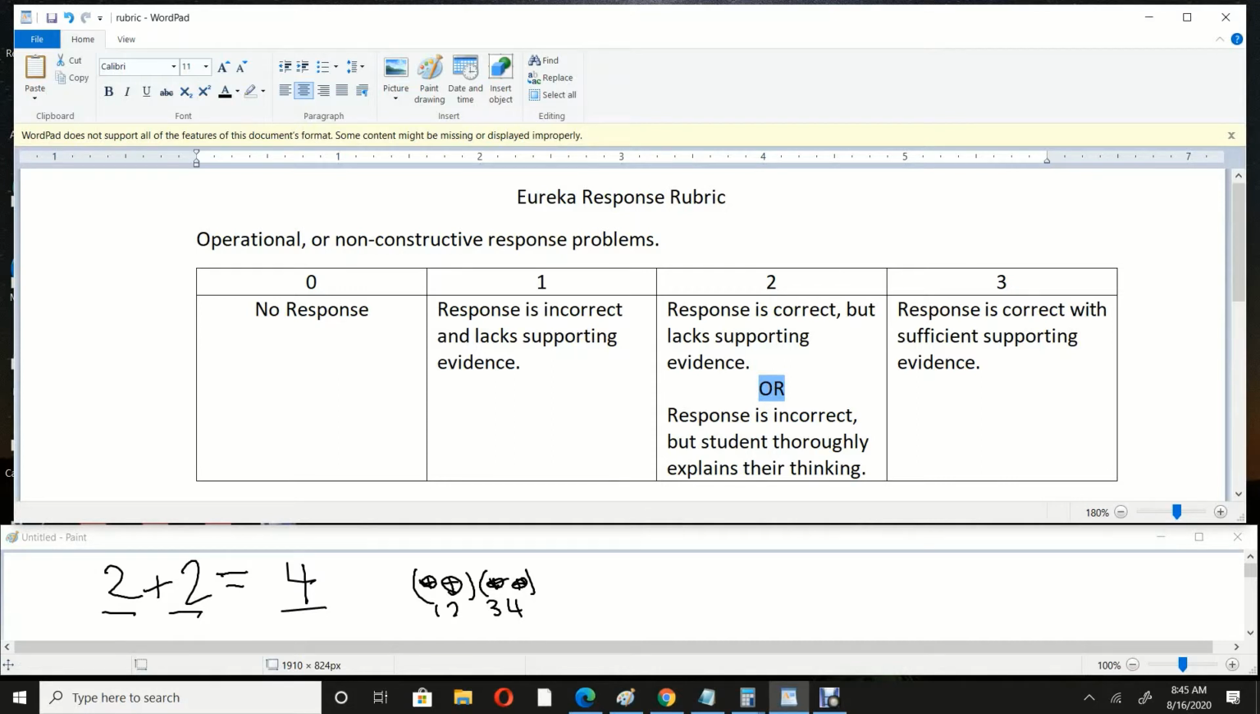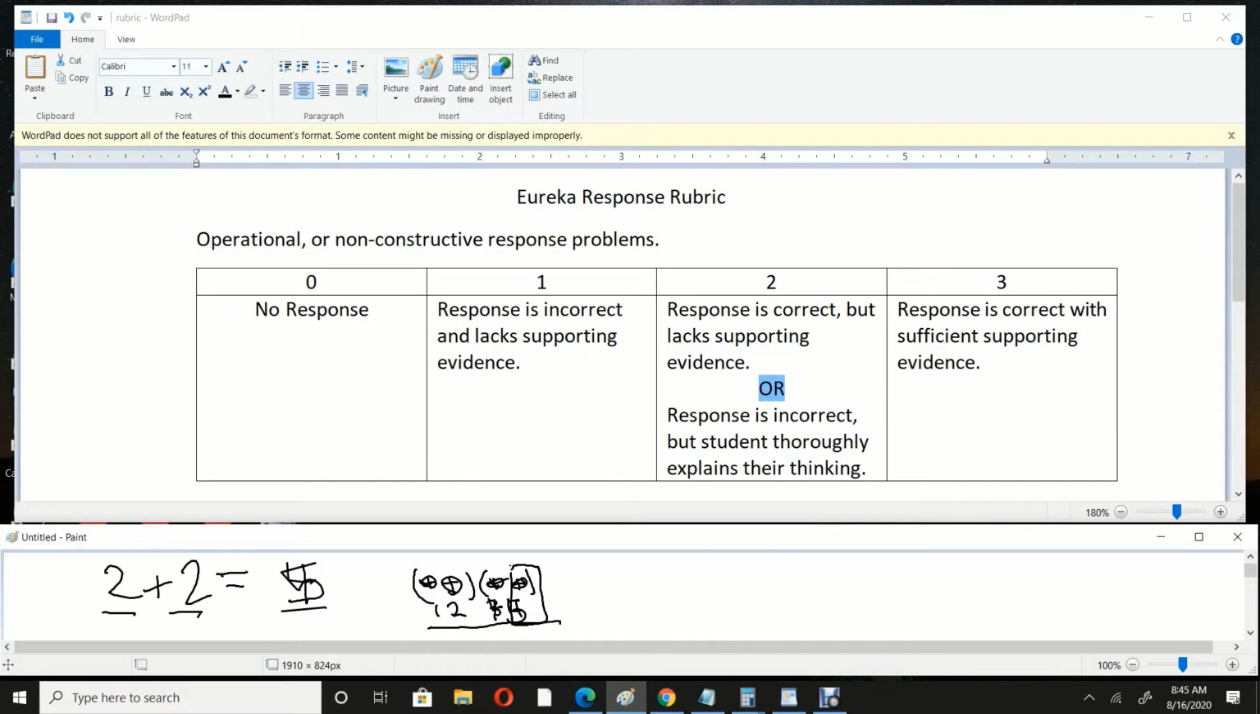Or even if your response is incorrect, if you show your thought process, then you're going to get the point. So let's say, for example, instead of putting 4, I put 5. Okay, 2 plus 2 equals 5. And let's say I come over here and I show my work and I'm counting up 1, 2, 3. And then I go from 2 to 4 to 5. And so I just counted wrong, but I showed my work and you can see where I messed up.